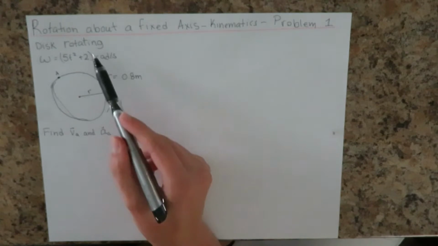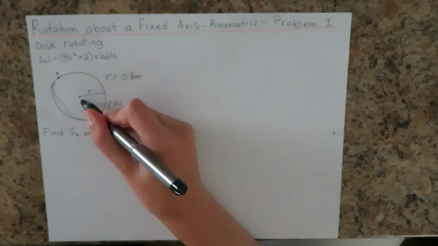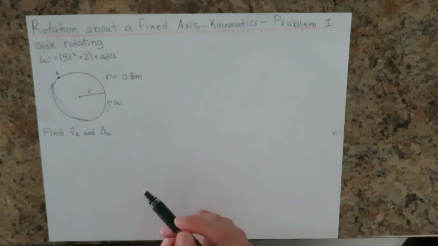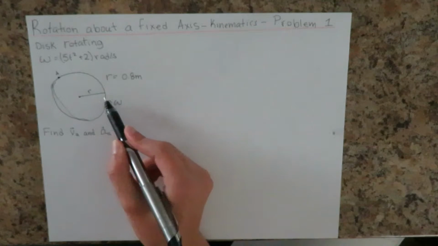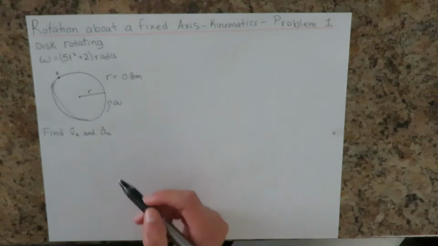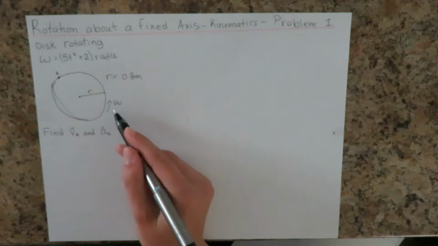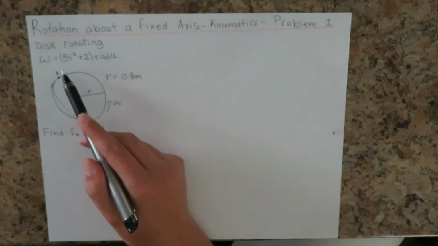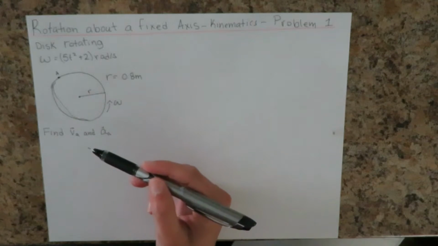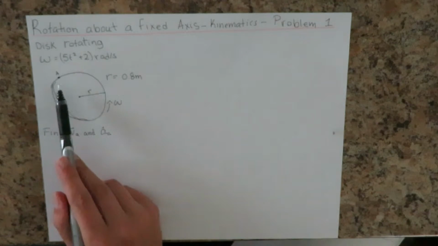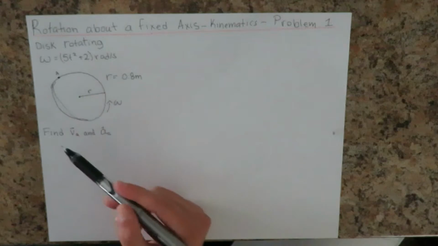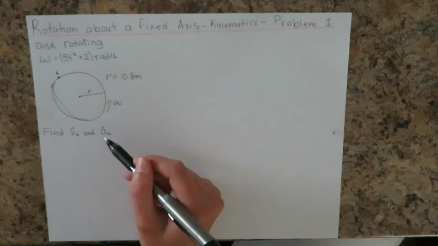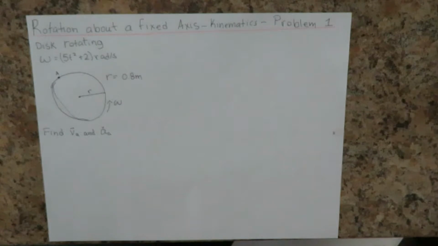Anyway, so we have a disc rotating about its center. We're going to pretend this is perfectly circular and this is its center. We're given a radius, which is equal to 0.8 meters, and we're given an angular velocity, which is equal to 5t squared plus 2, so it's in terms of time. There's a point on this disc just called A, and the question asks us to find the velocity of point A and the acceleration at point A.